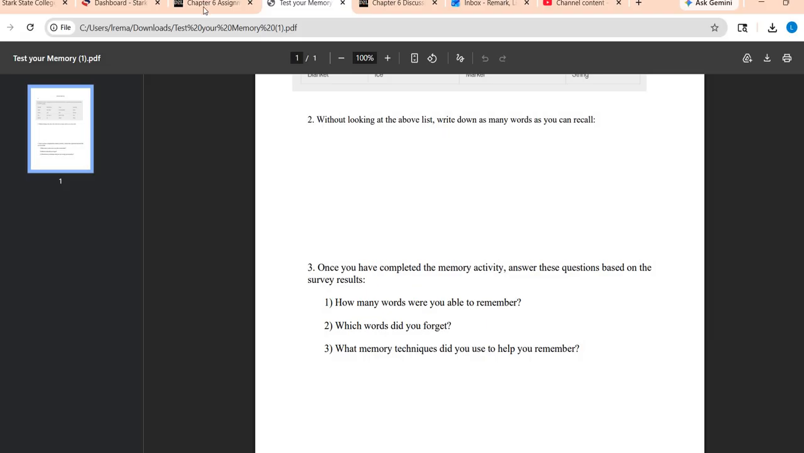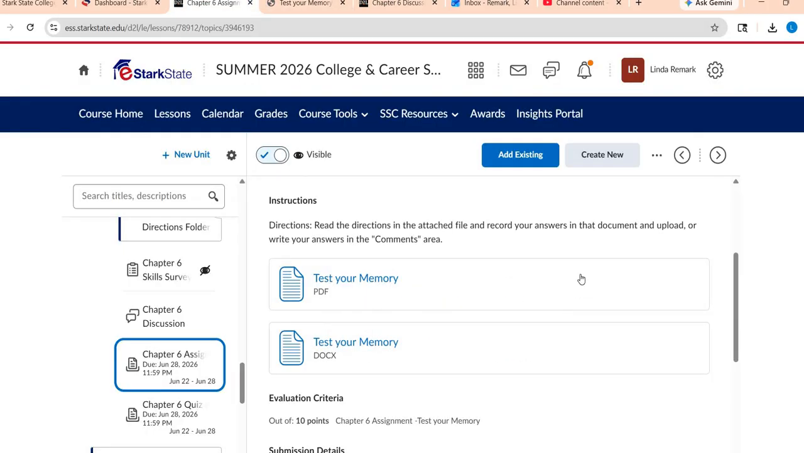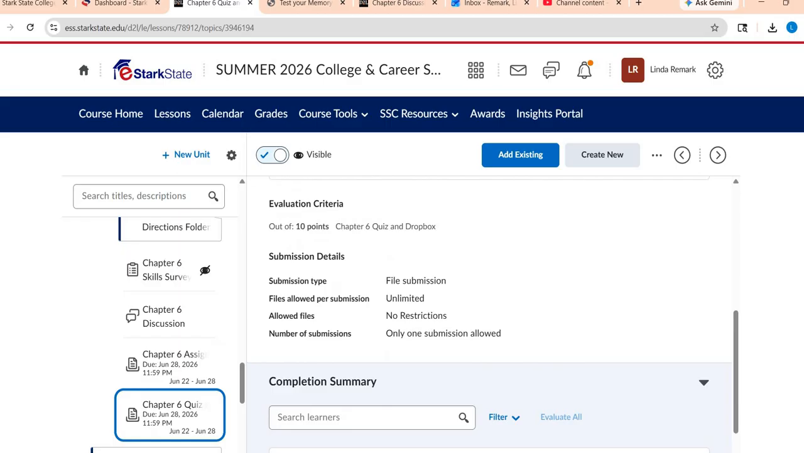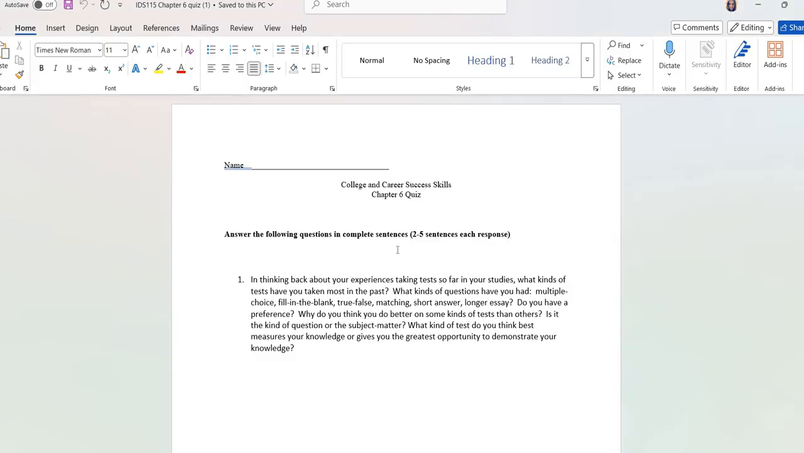When you're done, you will just upload that into the Dropbox. You can also do just a comment submission. You can upload a file or you can comment those questions. So that is your chapter 6 assignment. So pretty short and sweet, honestly. And then your chapter 6 quiz, as always, is going to be this Word doc. Make sure you are answering in 2 to 5 complete sentences.